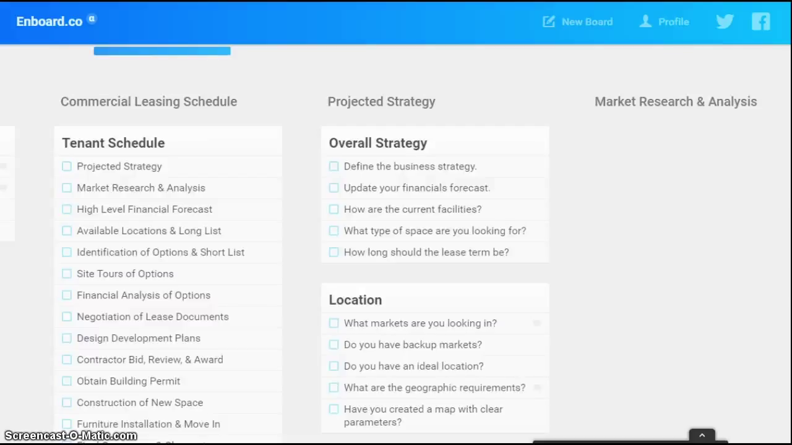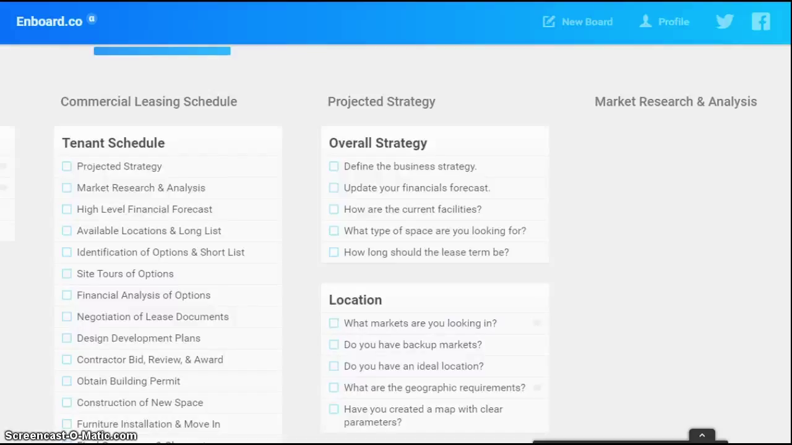After that, do a quick checklist of your current facilities. What do you like and dislike, and keep a list in case you end up renewing so the landlord knows what to improve. After that, you're going to look at the type of space you're looking for. Whether you're trying to be more conservative or innovative is always helpful when you start looking at properties. And last, how long should the term be?